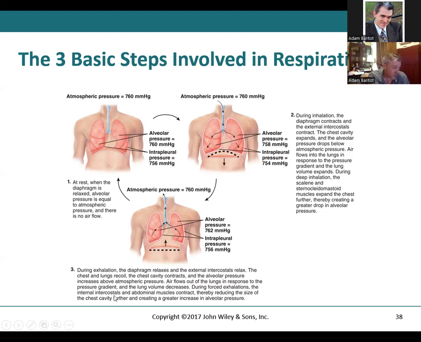During forced exhalations, the internal intercostals and abdominal muscles contract, thereby reducing the size of the chest cavity further and creating a greater increase in alveolar pressure, like a cough. That is our basic three-step process for respiration at a larger scale.